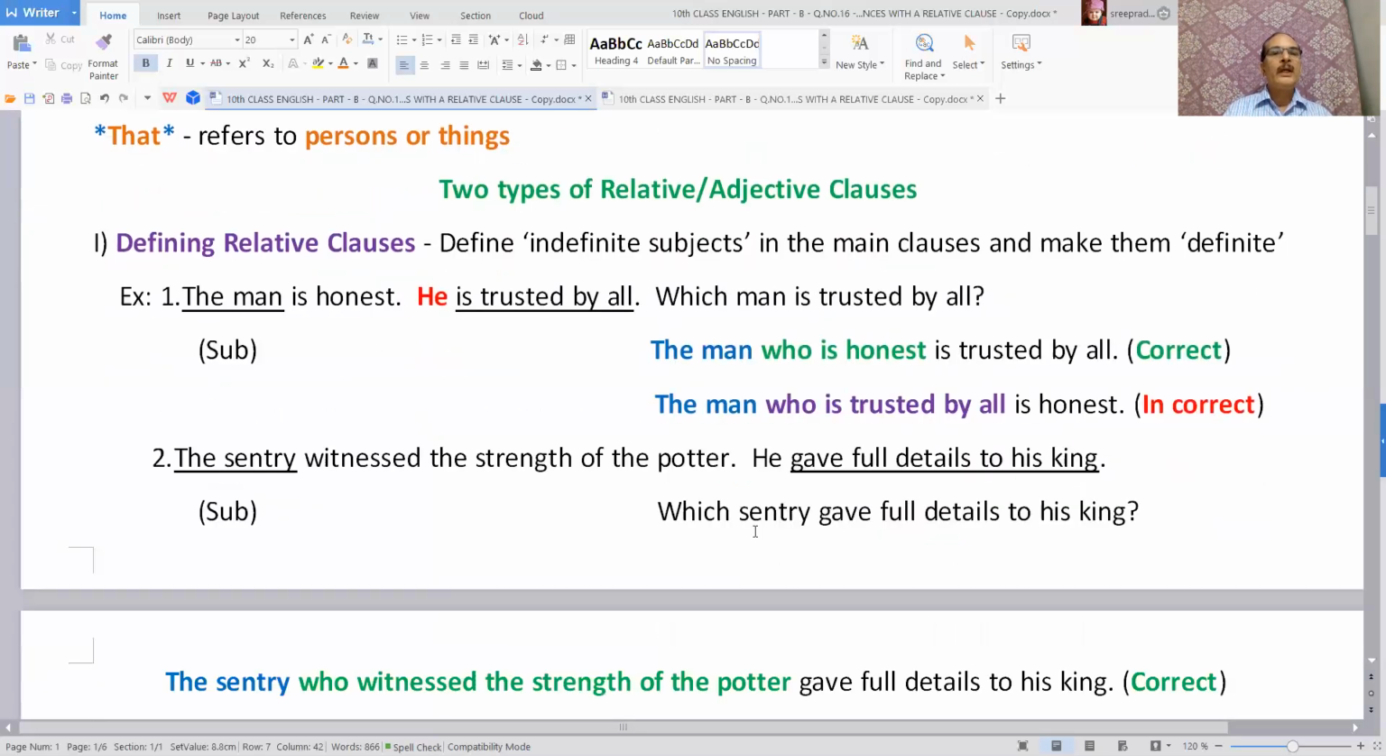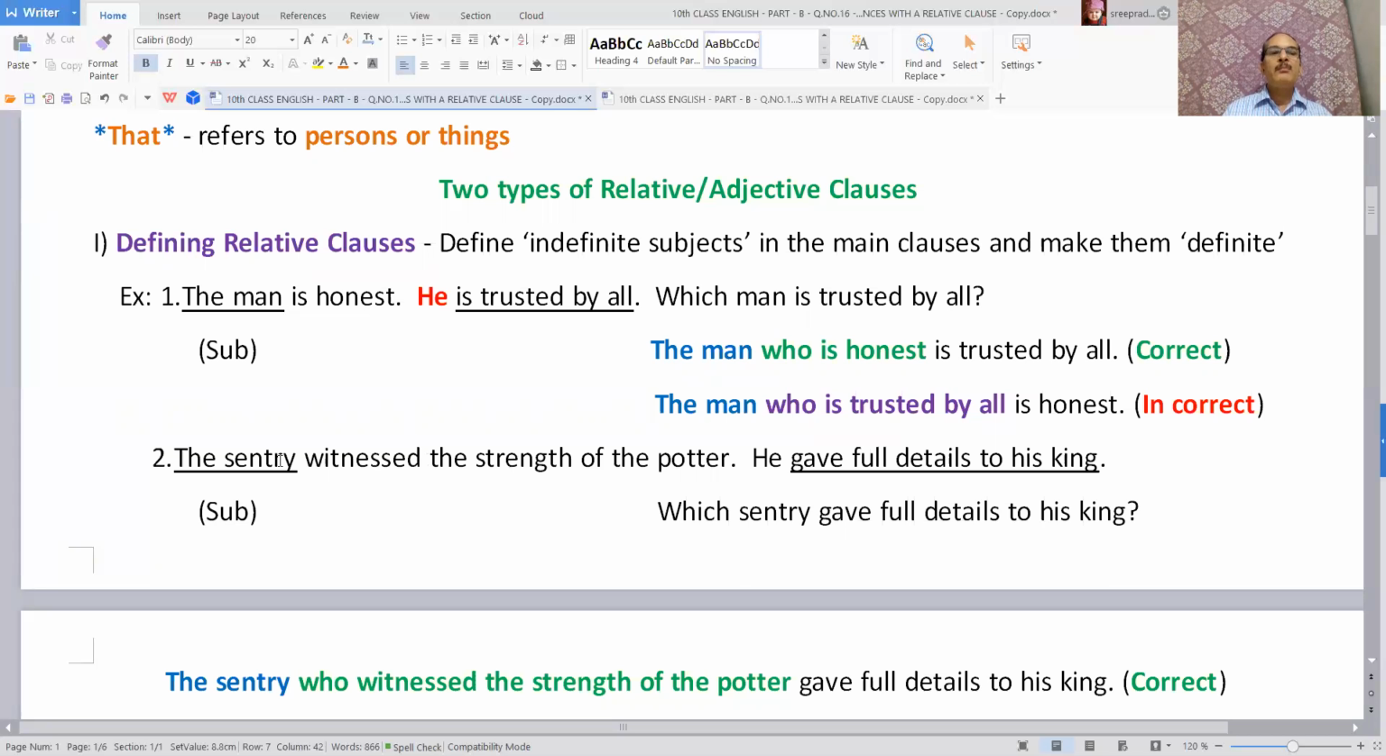Now let us go to another example. The sentry witnessed the strength of the potter. He gave full details to his king. The sentry is the subject here. Gave full details to the king, that is the predicate. Of course, that is a part of the main clause. The sentry gave full details to his king. Which sentry? Immediately the question arises. Which sentry gave full details to his king?